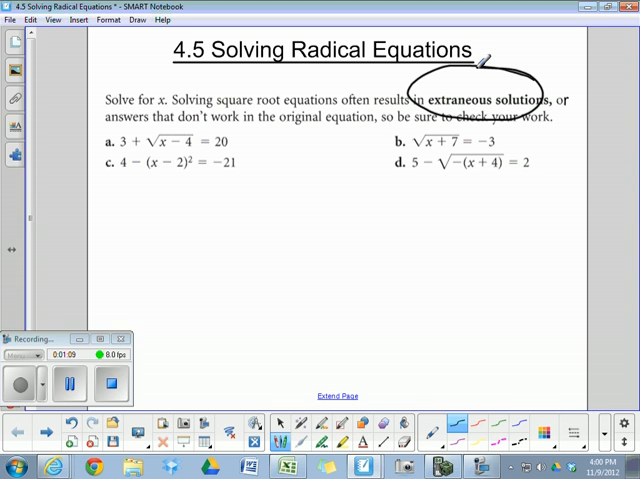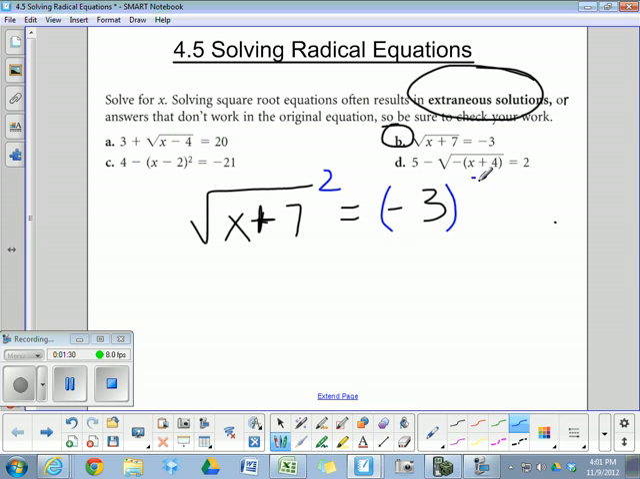Let's go ahead and try B. B is a pretty straightforward problem. It says the square root of x plus 7 needs to equal negative 3 somehow. Okay, so let's go ahead and try to solve this problem by starting by squaring both sides. So the first step will be to square both sides. When you square the left side, the square and the square root cancel, and you get x plus 7 equals positive 9.